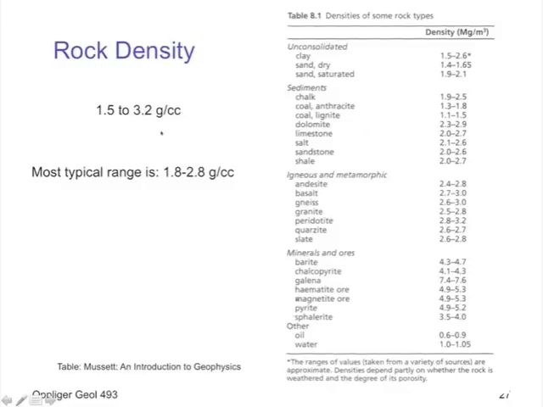You know, 2.0 to 3.2, that's less than a factor of 2. Okay, density just doesn't vary that much. Now, you know that there is a difference, right? So these sediments, sandstone is lighter than granite.